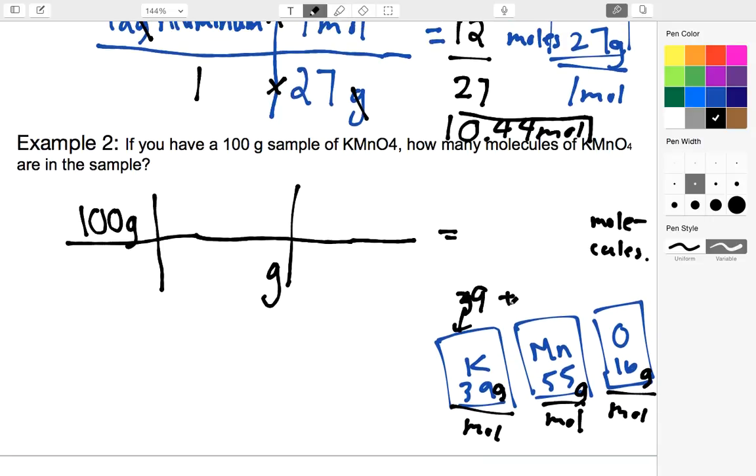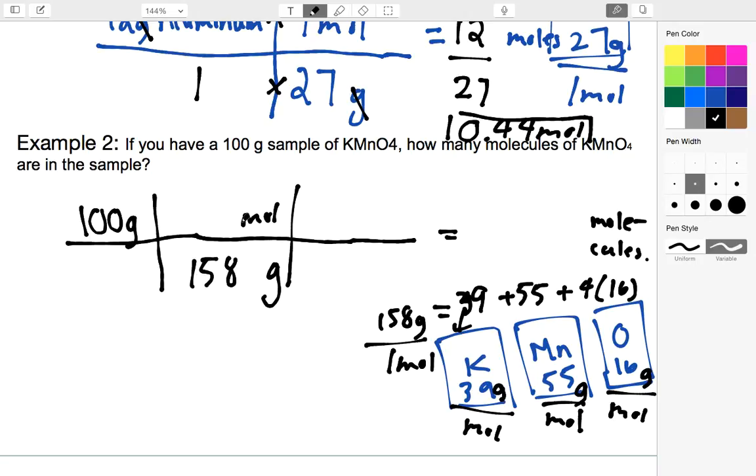If I find the molar mass of KMnO4, that would just be 39 plus 55 plus 4 times 16 because I have 4 oxygens. Adding all that up, that should give me 158 grams for every 1 mole. So 158, because I want my grams to cancel out, will go in the bottom, and 1 mole in the top.